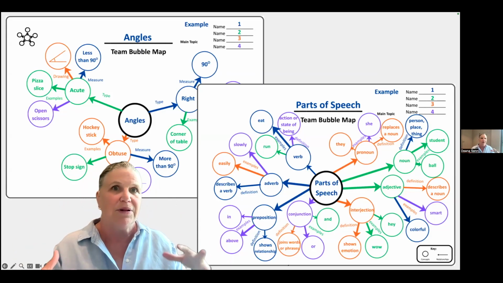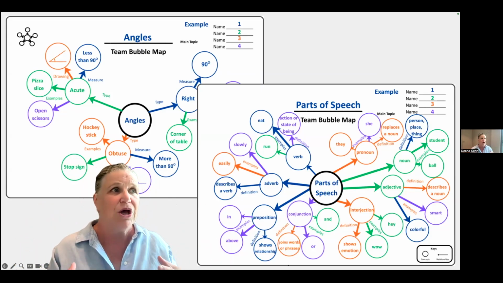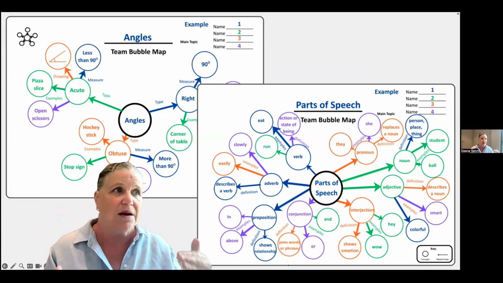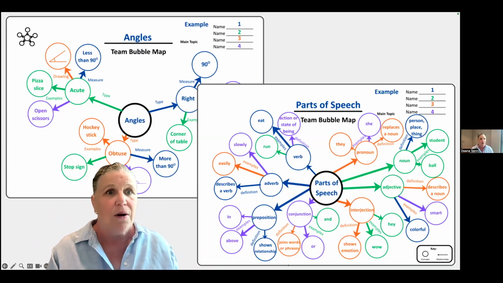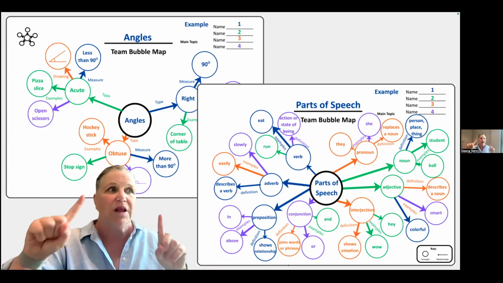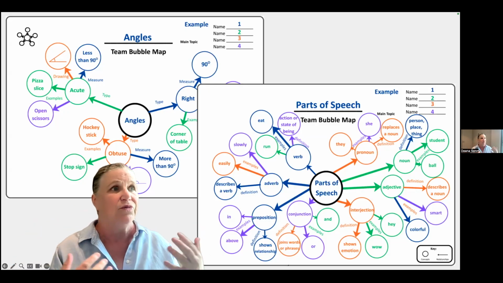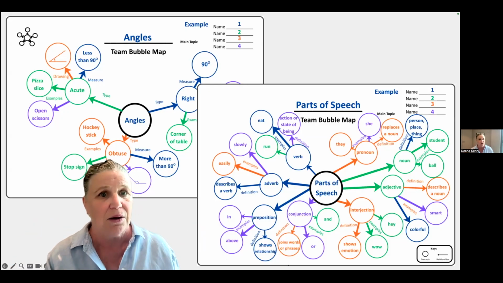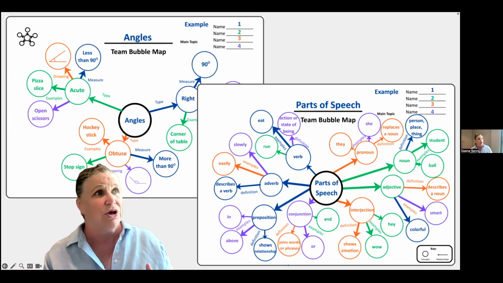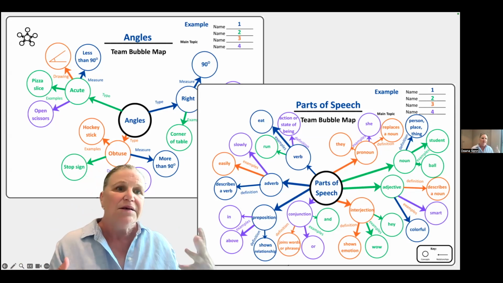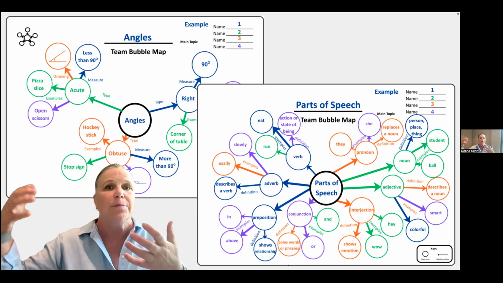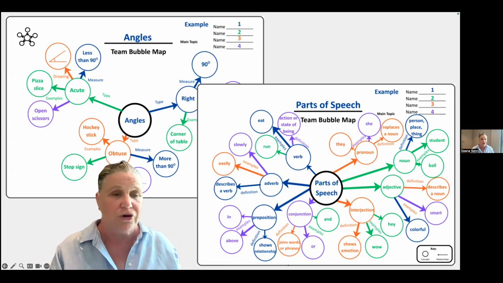And without getting into the labeling of concepts and sub-concepts, we can help our students understand that every time they draw an arrow, they need to say what that relationship between those two circles is. For instance, for an acute triangle, the relationship between an acute triangle and a pizza slice is that a pizza slice is an example of an acute triangle.